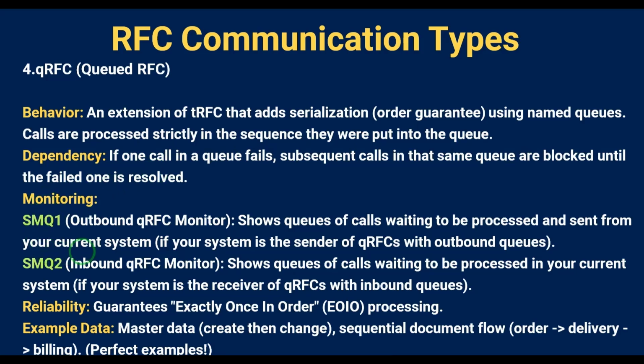As I told you, we have inbound queues as well as outbound queues. SMQ1 is for outbound queues, SMQ2 is for inbound queues. SMQ1 shows queues of calls waiting to be processed and sent from your current system. Outbound queues deal with the data sent from your current system, that we call outbound, if your system is the sender of qRFC.